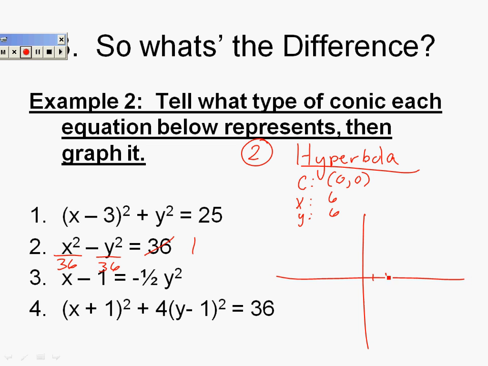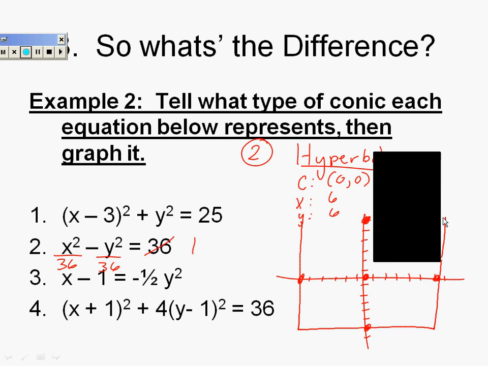So when we're graphing a hyperbola, what's the first thing I need to do? What is it? Plot your center. So that's 0, 0. And then? So use your x and y radii. X radius is 6 and so is the y. And what do you do? You make a box, right?